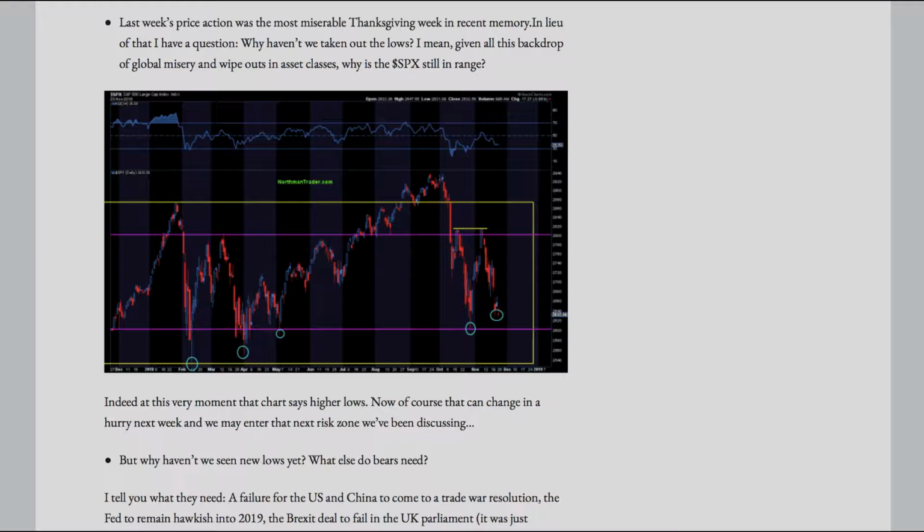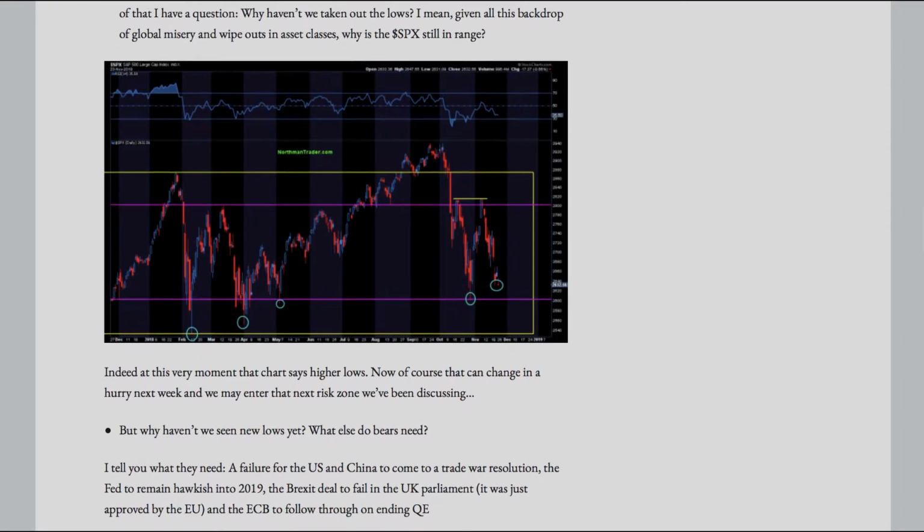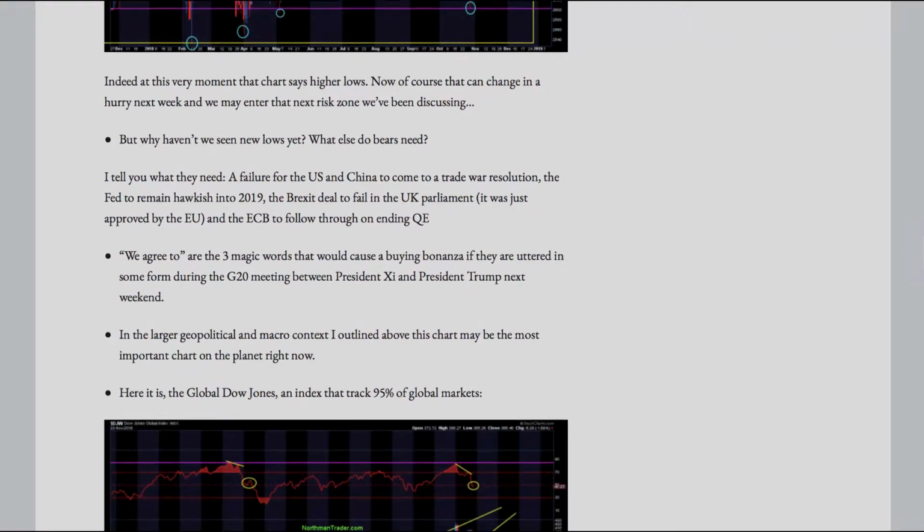Why haven't we taken out the lows? I mean, given all this backdrop of global misery and wipeouts in asset classes, why is the SPX still in range? Indeed, at this very moment, that chart says higher lows. Now, of course, that can change in a hurry next week, and we may enter that next risk zone we've been discussing. But why haven't we seen new lows yet?